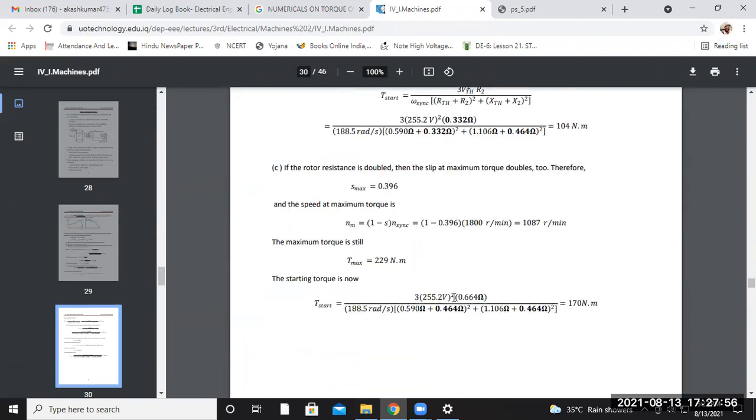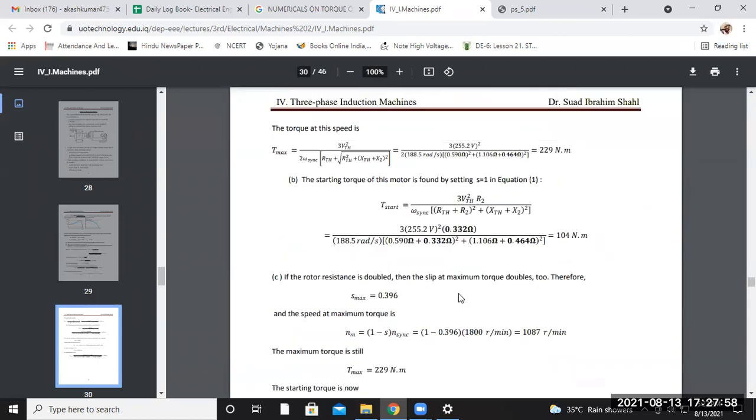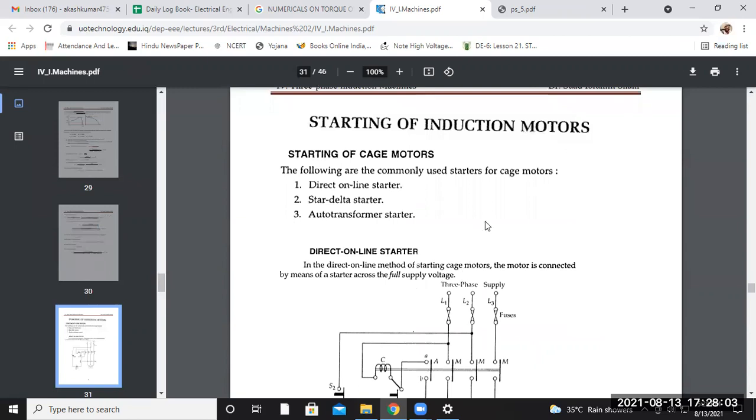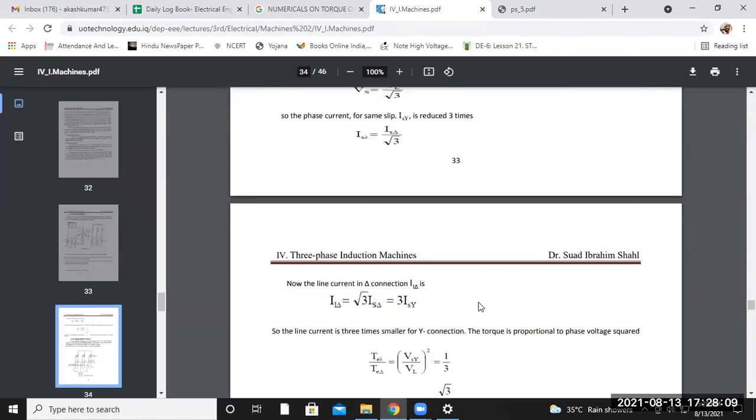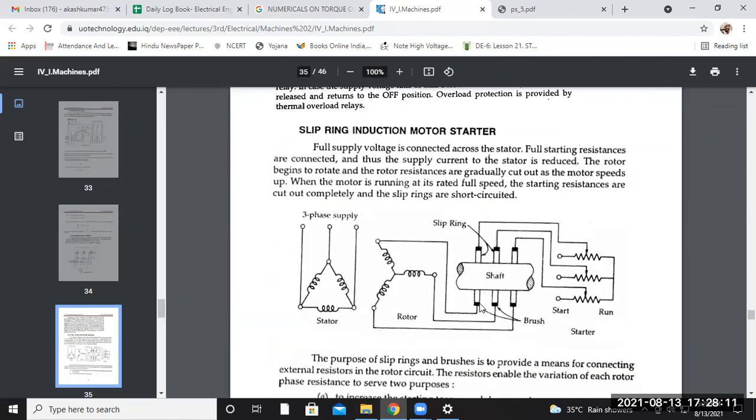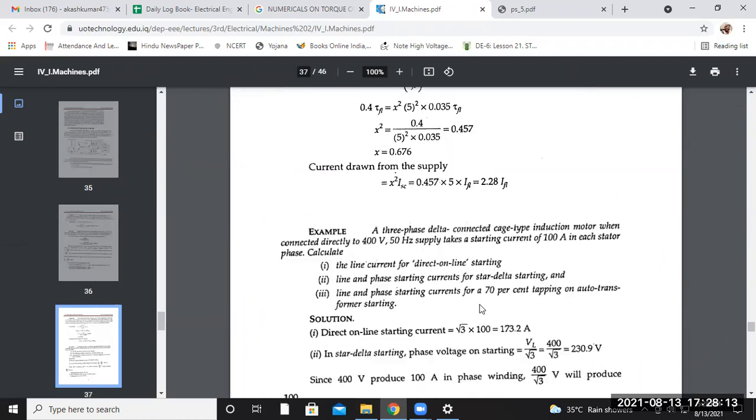This is all about the torque speed characteristics of the induction machine. Then we have the different types of starting of the induction motor. You can see here there is an explanation of how the induction motor starts.